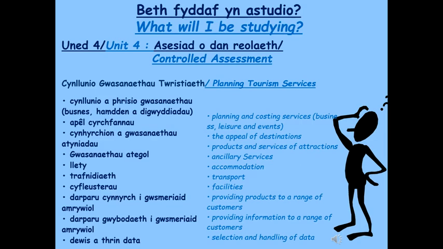The final unit you study is Unit 4, which is Planning a Tourism Service. In this unit, you choose whichever event you want and plan it. That's then put in a portfolio and is assessed as a controlled assessment in school.